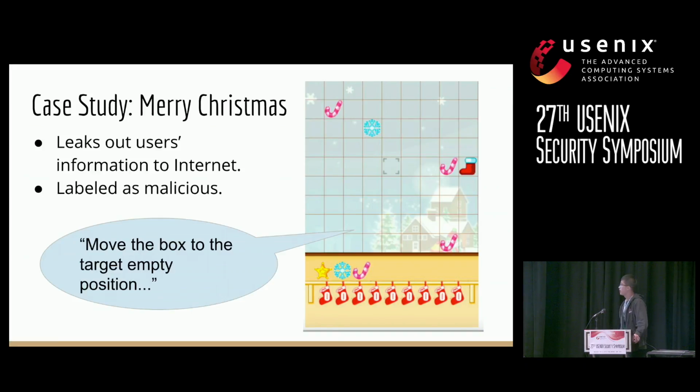And the other one is Merry Christmas. This is a gaming app. It will allow you to play a very simple game. But in the background, it will send out all the user's private information to a server, like the phone number, contacts, location, etc. FlowCog tried to extract the semantics of these flows and found that all the semantics were just gaming tips, like move this block to the target empty position, etc. None of them are related to the flow's behavior. So that's why this flow is labeled as malicious.